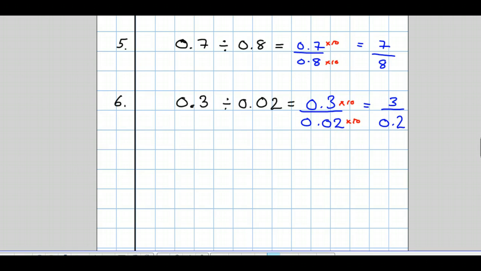That's not a conventional fraction, because it's got a decimal in it. Now how do I get round that? Well, similar procedure as before. I'm going to have to multiply that by 10. And to keep the fraction equivalent, I must do the same to the numerator to give me 30 over 2.